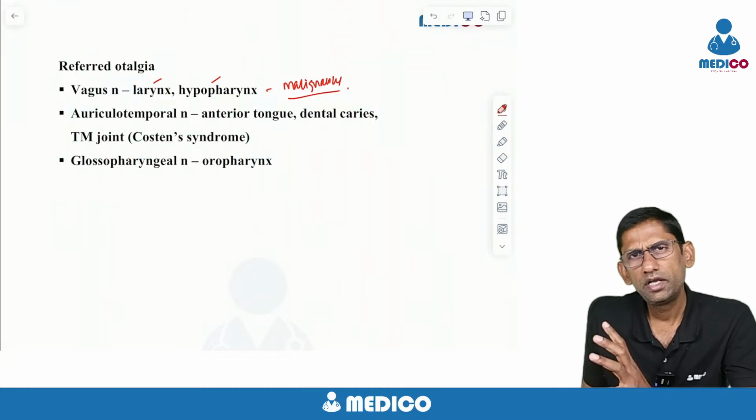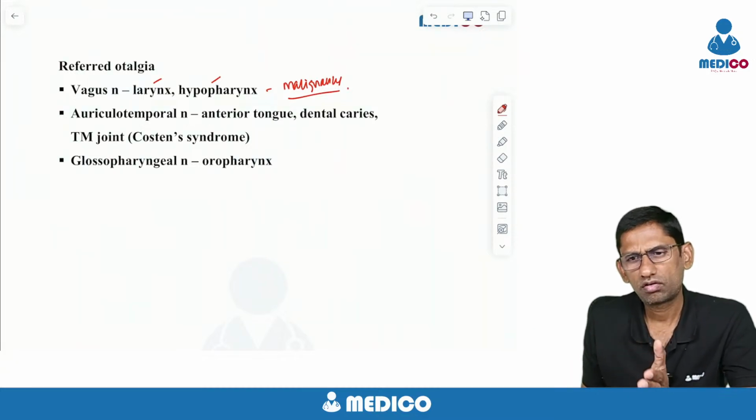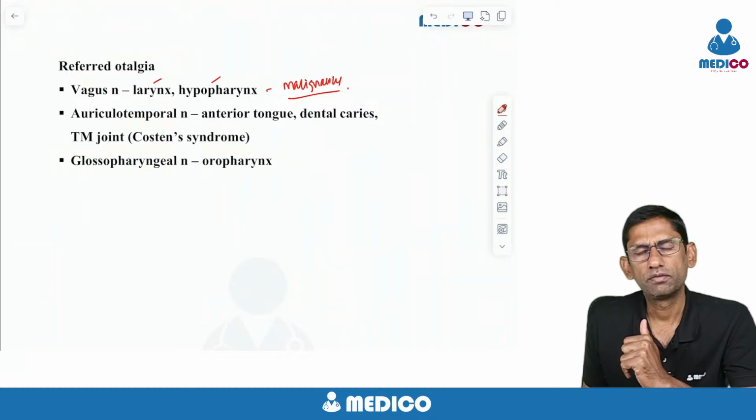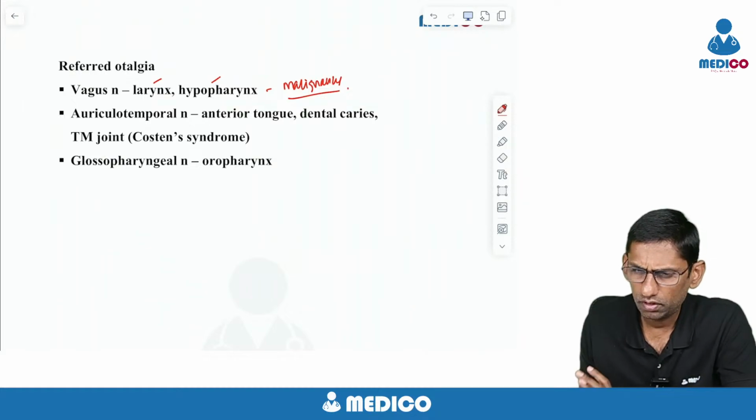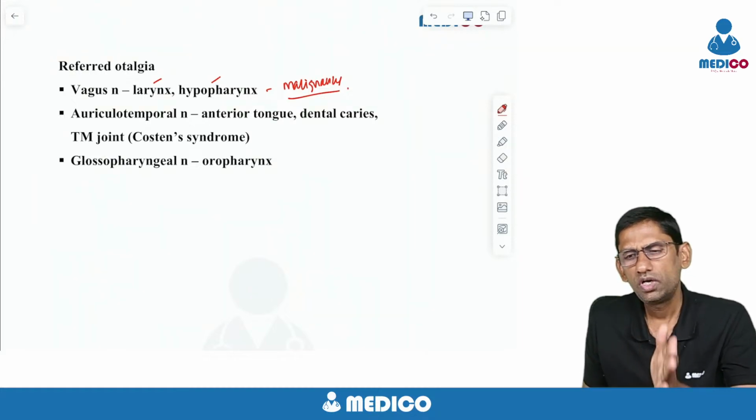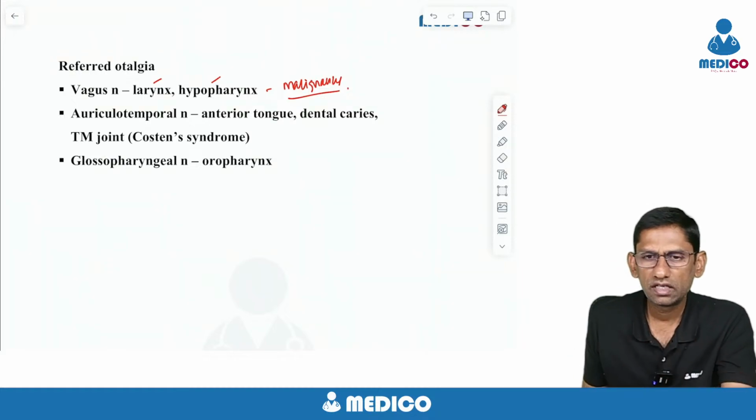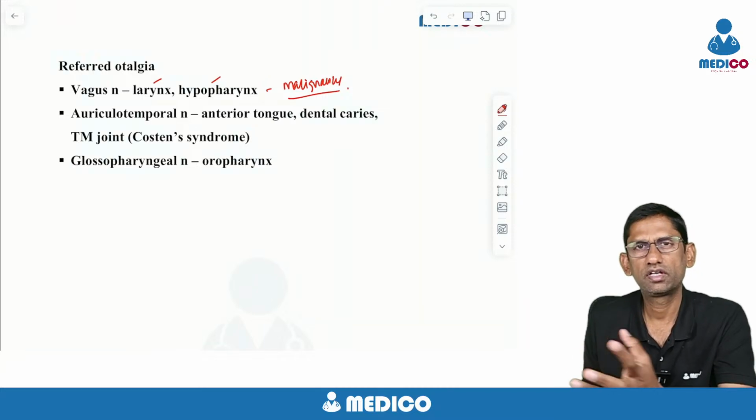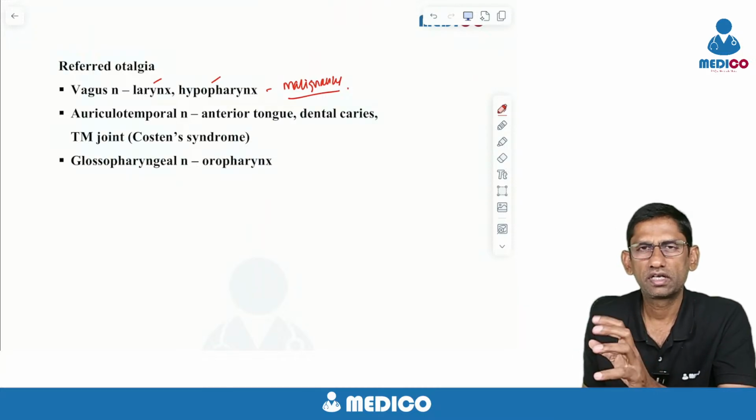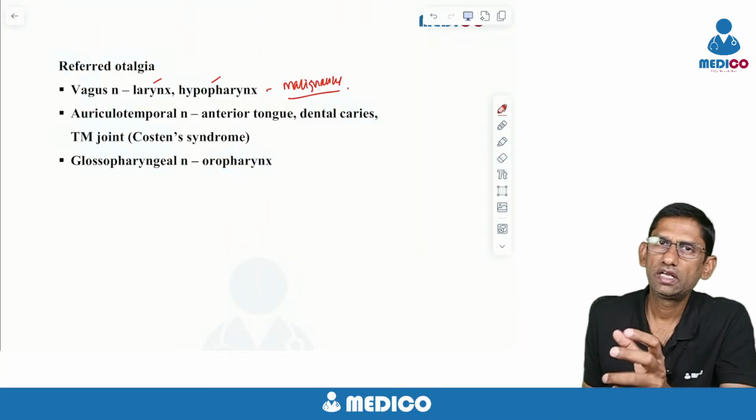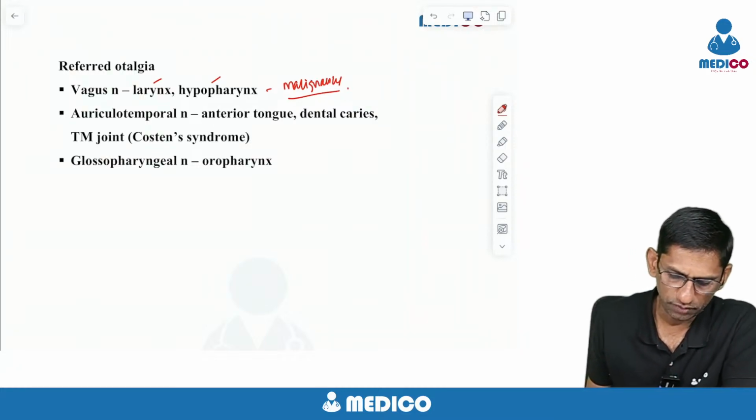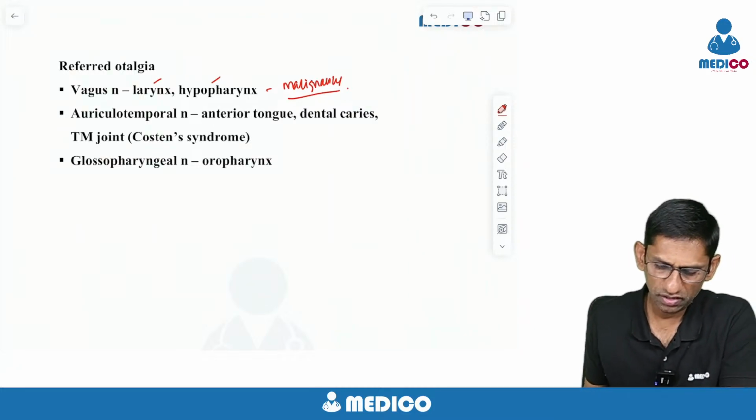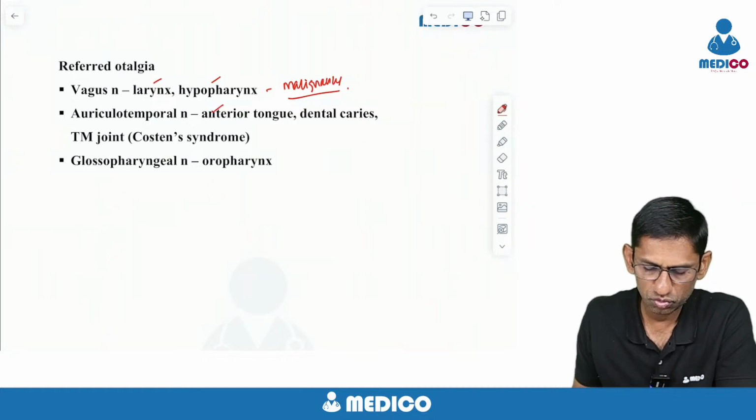So if any elderly person comes to you with persistent ear pain, and you find there is no abnormality in the ear, the very important point is you have to examine keenly the shared area of the ear supply. The oropharynx, larynx, and hypopharynx area should be keenly observed to look for any malignant changes. That's very important. And through the auriculotemporal nerve, the pain is referred from the anterior tongue through the lingual nerve.